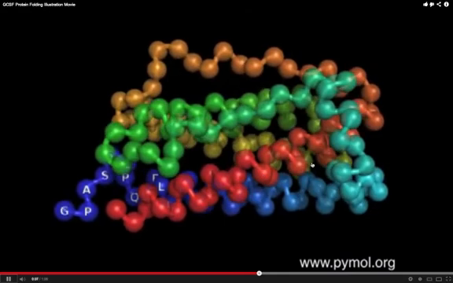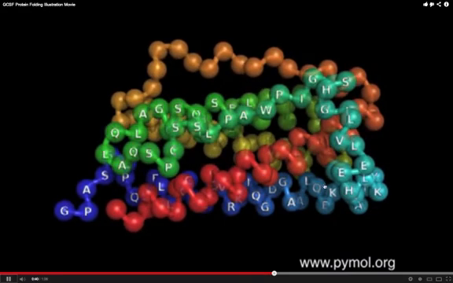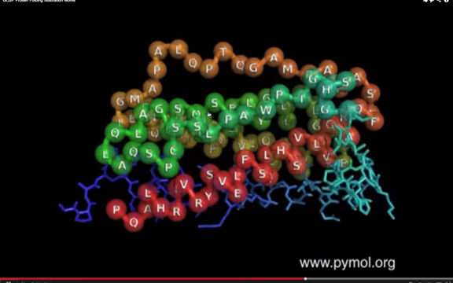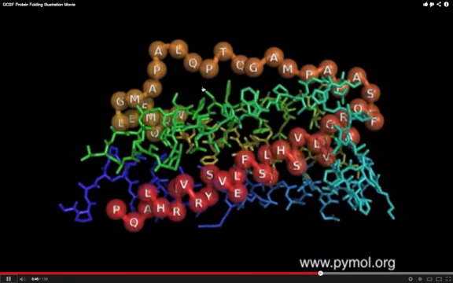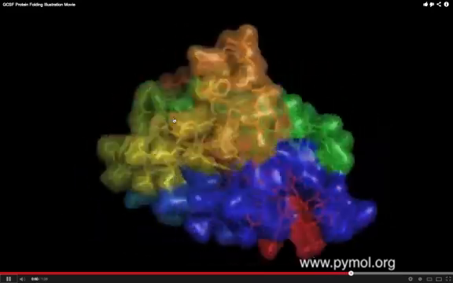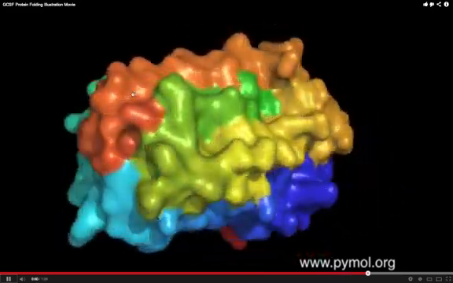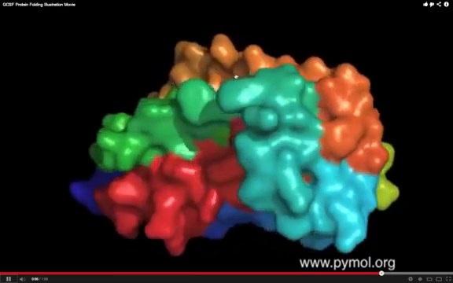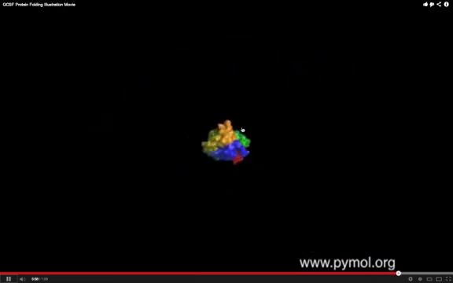Then they're going to take away the ball. They're going to show you the one-letter abbreviation. Then they'll show you the atoms again. And then finally what they're going to show you is that there actually isn't this empty space in between the molecules. The atoms take up much more space than you can tell. And here they are filling in the empty space. So this is the protein molecule folded up in 3 dimensions.